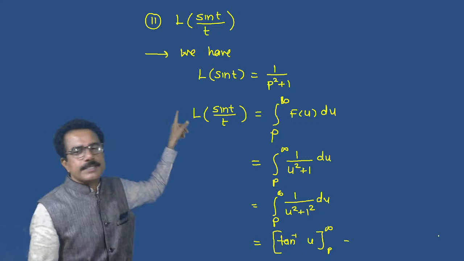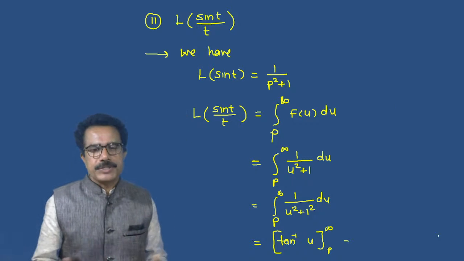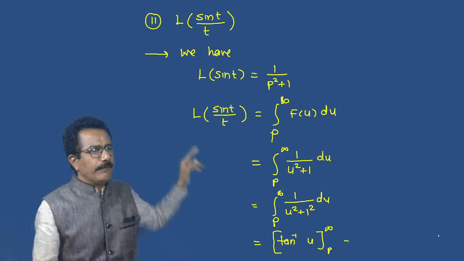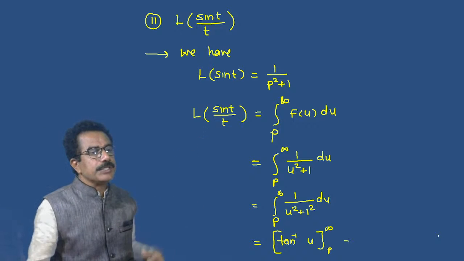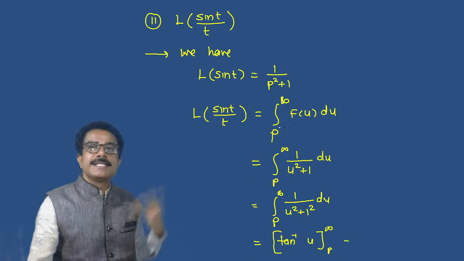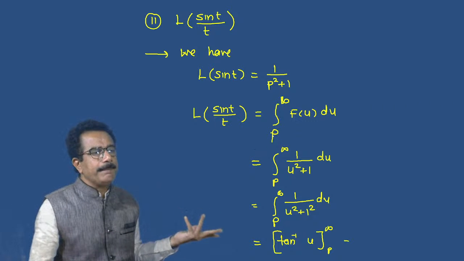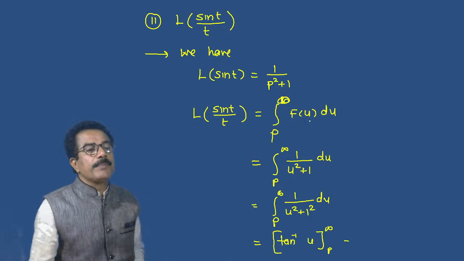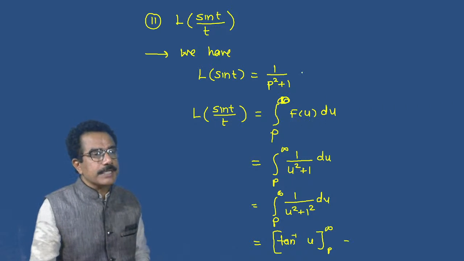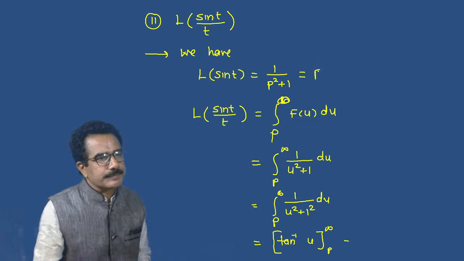Now we have Laplace of sin t equals 1 upon p square plus 1. So Laplace transformation of sin t divided by t equals, same as the previous example, the integral from p to infinity of f of u du. Here we have to consider, suppose this is f of p, say.